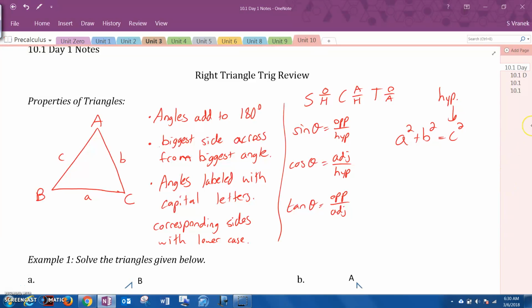Alright class, we're starting a new unit today. We're going to go back over right triangle trig. We're also going to talk about cofunctions today. So right now you could probably pause your screen to get this information down. I'm going to talk through it real quick.